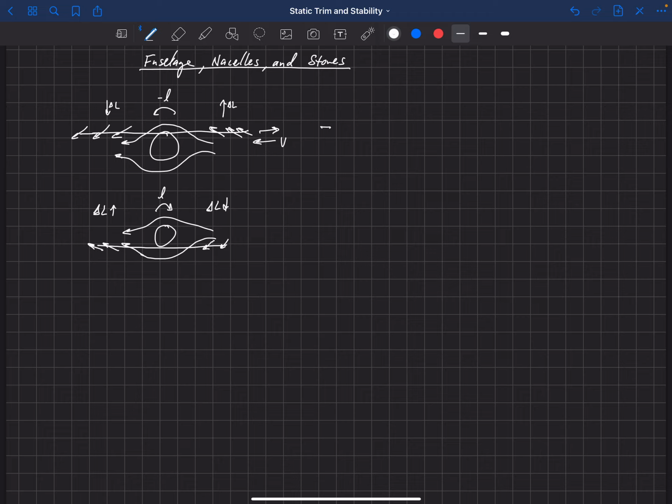So a high wing is stabilizing, and that's equivalent to roughly 2 to 3 degrees of dihedral. Okay, if you have a high wing, that's roughly equivalent to 2 or 3 degrees. If you have a low wing, that's roughly equivalent to 3 to 4 degrees of anhedral.